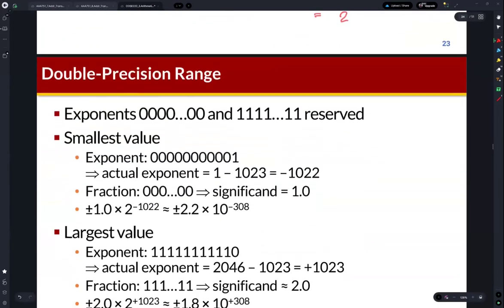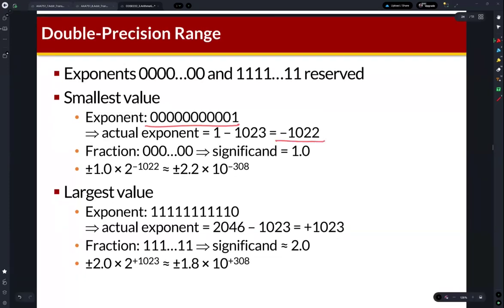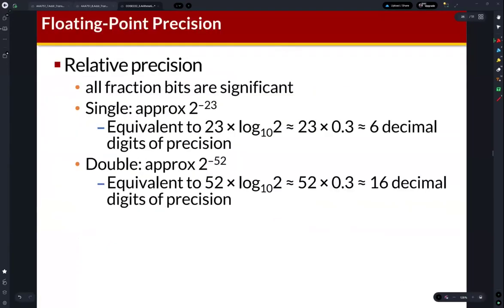For the double precision, the number of exponent bits is increased. So the actual exponent is minus 1. Then you can also find the smallest value and the largest value of the single precision and double precision numbers, okay.